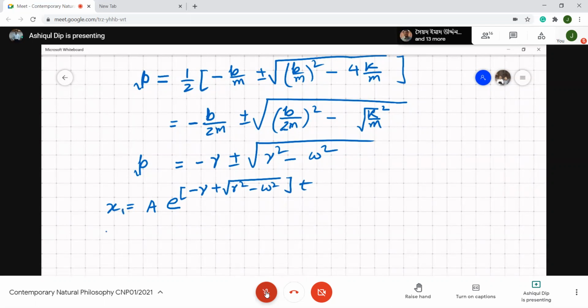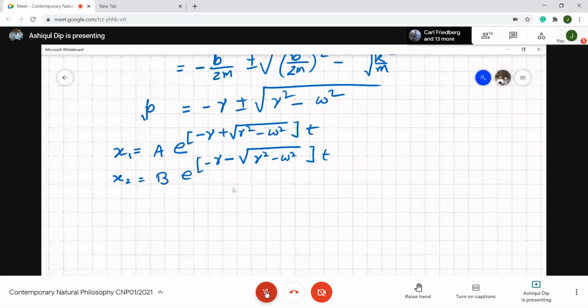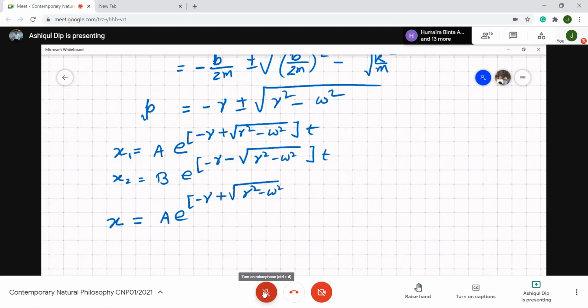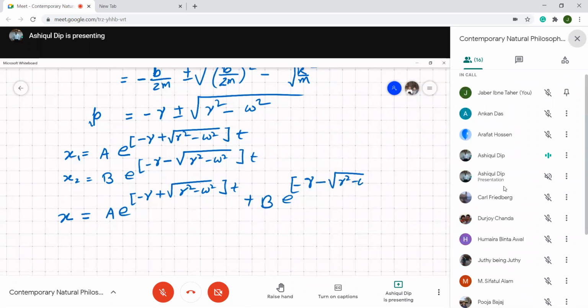A is 1. And another possible solution is some another constant e to the power negative gamma minus square root of gamma squared minus omega squared multiplied by 2. So these two are possible general solutions. So we can add those and find another solution. Any linear combination of those two is a solution as well. So our general solution is x equals some unknown A e to the power negative gamma plus square root of gamma square minus omega square of 2, plus B e to the power negative gamma minus square root of gamma square minus omega square.